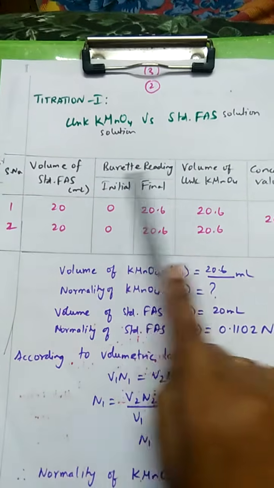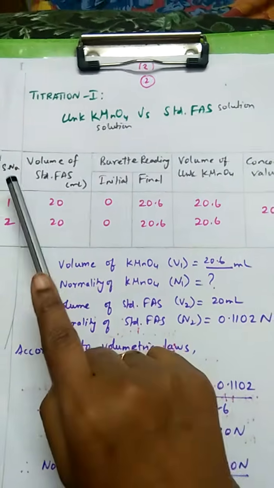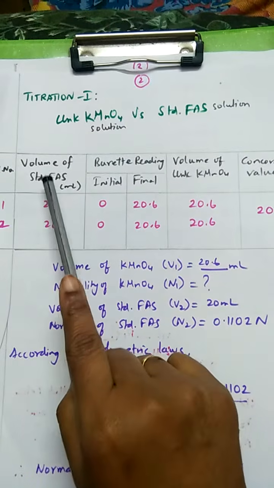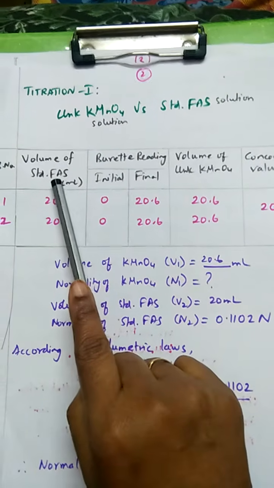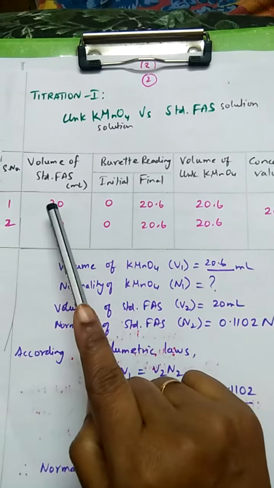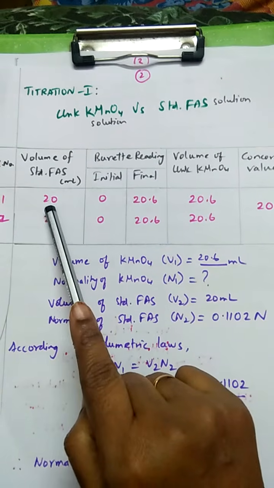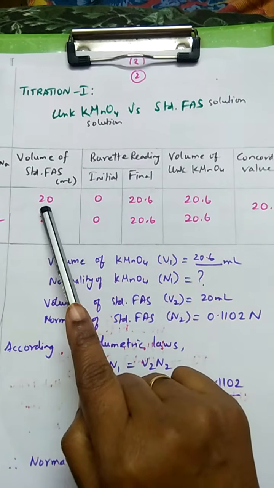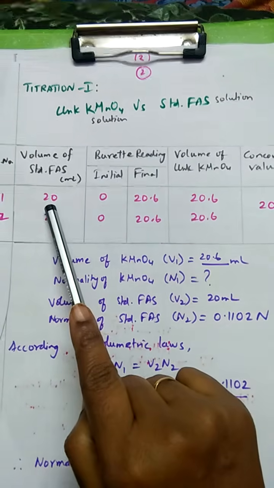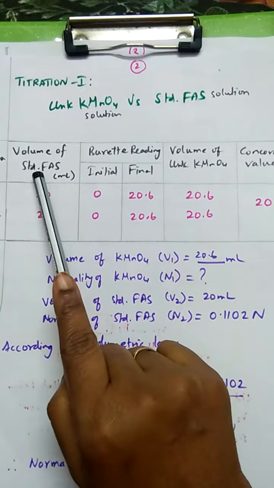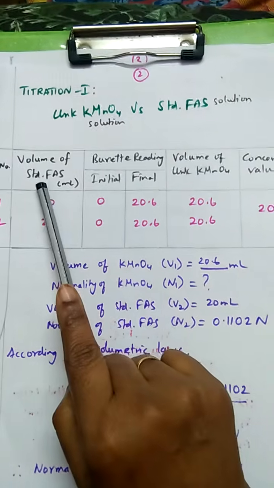So the tabulation for this titration 1 is: serial number, volume of standard FAS. Always the pipette solution, that is, the solution which you are going to take 20 ml of, which you are going to take in the conical flask, which you are going to pipette out, should be written in the first column.